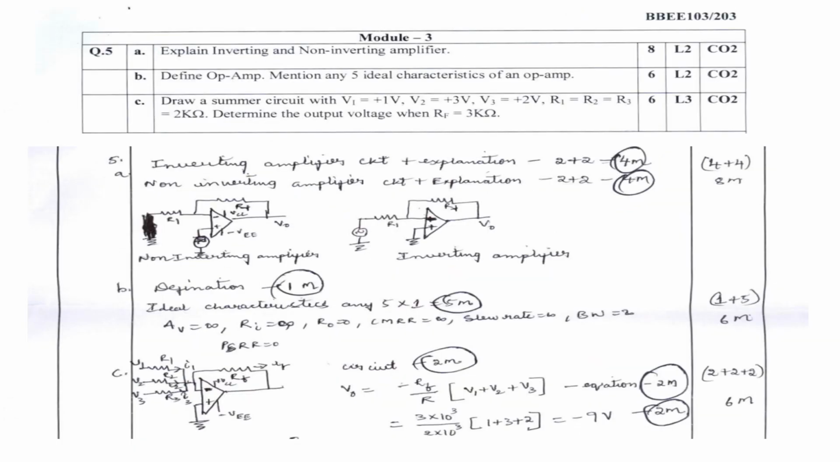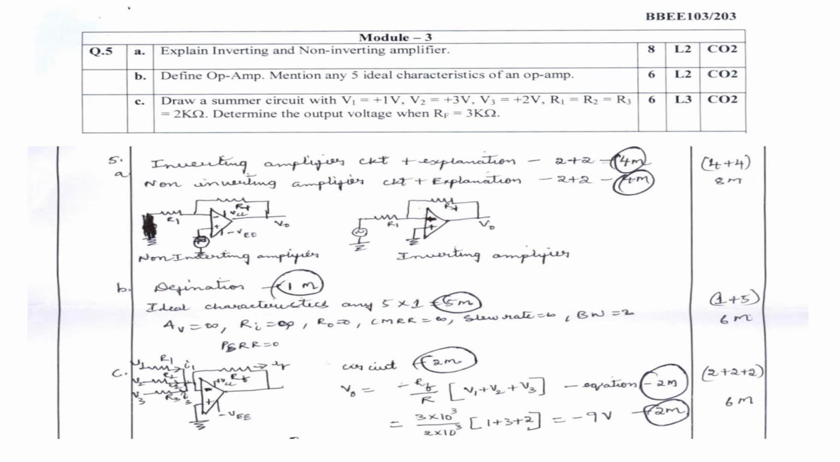Moving to module 3, first half. The next OR choice will be seen in the next series of the videos. So this is the first OR choices. First question is explain inverting and non-inverting amplifier. Define op-amp. Mention any 5 ideal characteristics of op-amp and draw a summer circuit with V1, V2, V3 given, and you have to determine the output voltage when RF is equal to 3 kilo ohm.